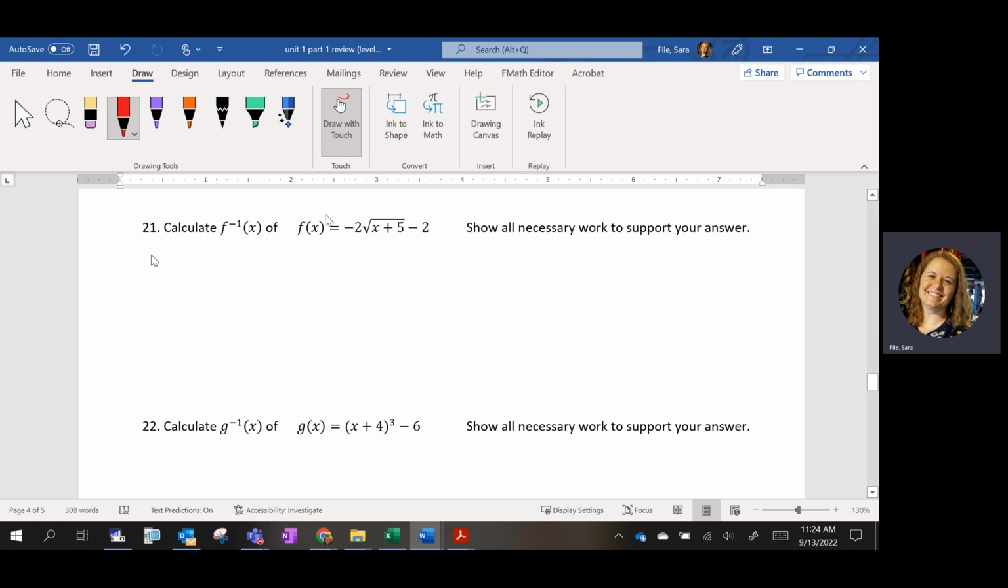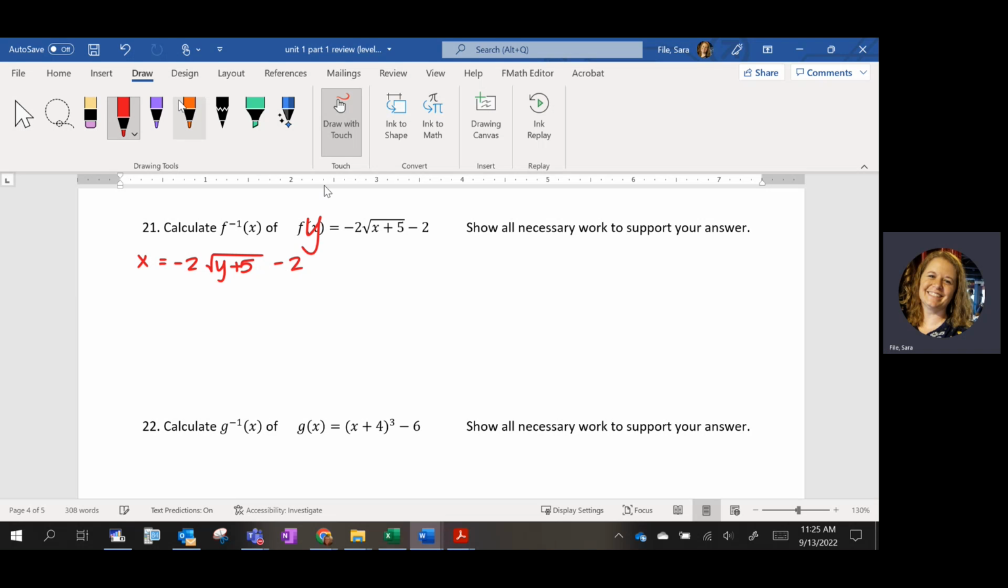Step 1, switch the x and y, right? Or really, step 1, replace f of x with y. Does everybody understand f of x is the same thing as y, right? Okay, so if you want to, you can just write over it with a y, or you can rewrite it with a y. I really don't care. Okay, but then we are switching them. Okay, so we're going to put x equals -2 times the square root of y plus 5, and then minus 2.